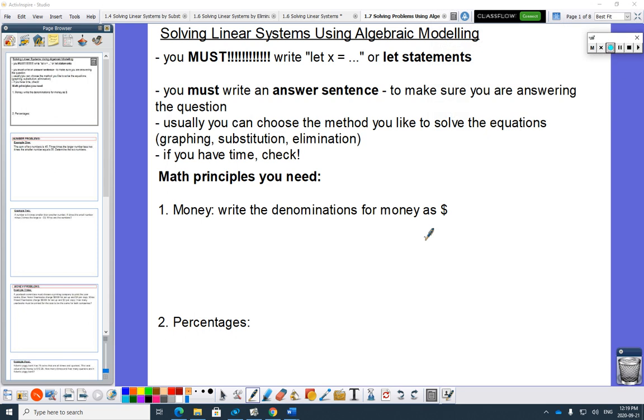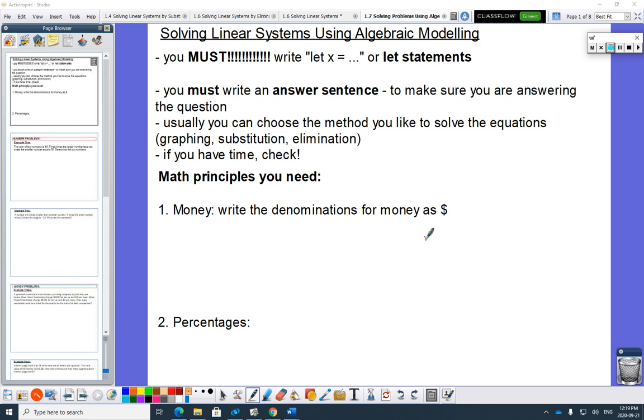Okay, so when you are given a word problem, you must write let statements. So let x equal and let y equal. You have to make two equations.